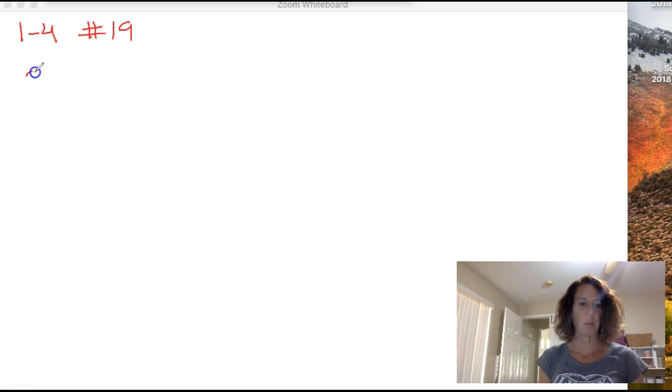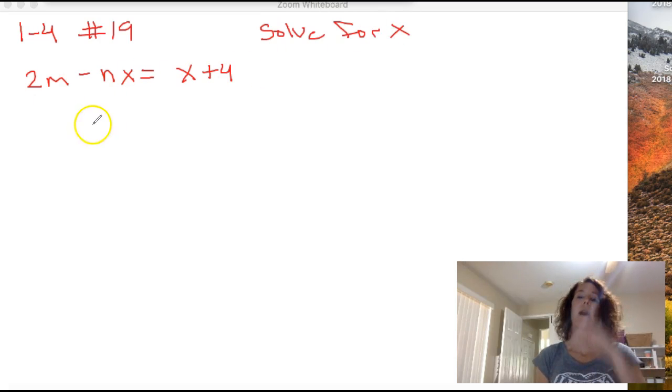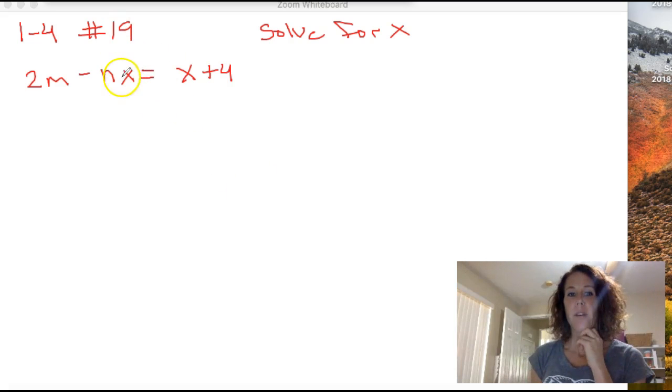Here's the problem. It's 2m minus nx equals x plus 4. And you're asked to solve for x. When I solve for a variable, I want to isolate it on one side of the equation. Looking at this, I've got an x here and an x here. So if I want to isolate the x on one side of the equation, I probably want to bring these x's over here, and I want to get rid of that 4 on this side.